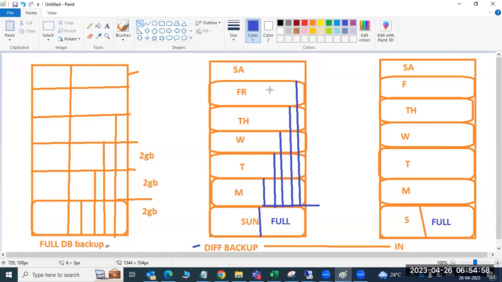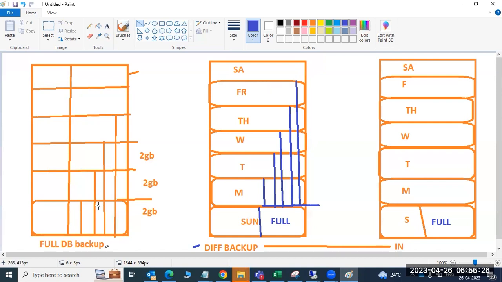Any questions from anyone? Differential backup. For the differential backup, one full backup is required. Whatever data comes after the full backup, that data will be backed up. That is the concept of the differential backup. Got it? Any questions from anyone? No, sir. No, right? So that is the concept of the differential backup here.